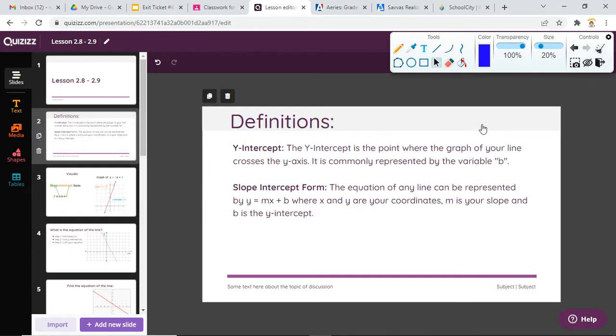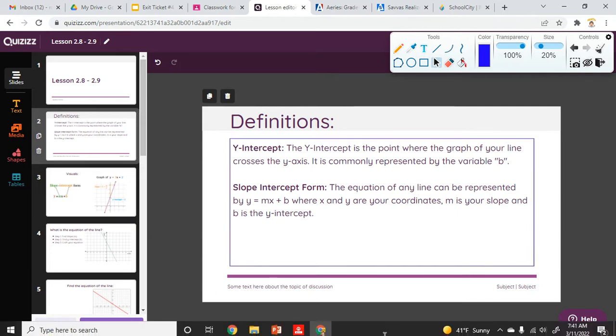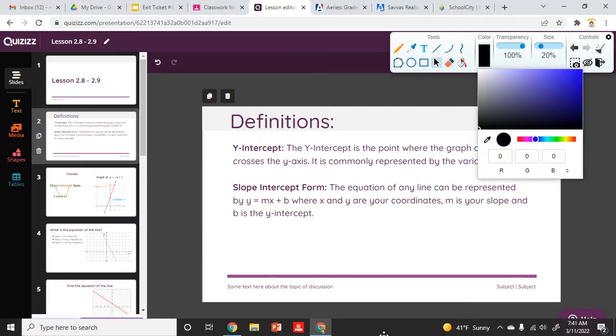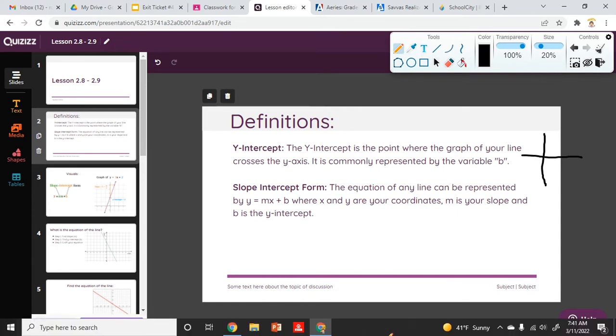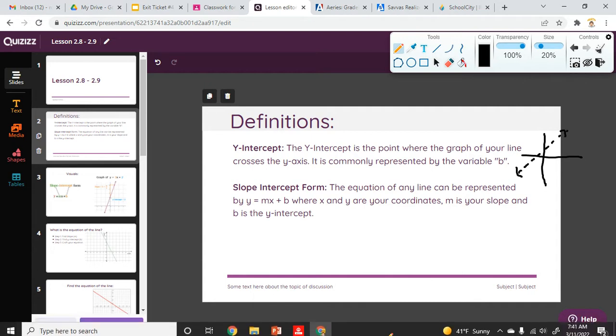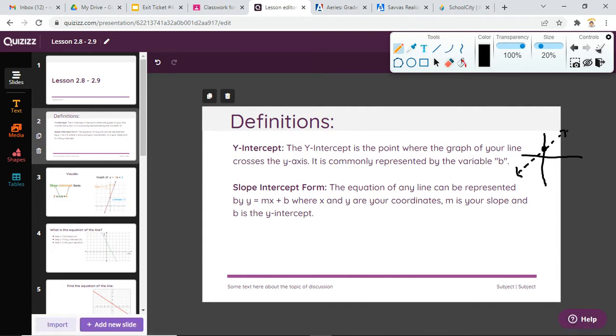So let's get some definitions. The first definition I have for you is the y-intercept. The y-intercept is simply the point where the graph of your line crosses the y-axis. It is commonly represented by the variable b. If we have an x and y axis and a dotted line going across, the point where our dotted line crosses the y-axis, or your vertical line right here, is the y-intercept, and it's commonly referred to as the variable b.